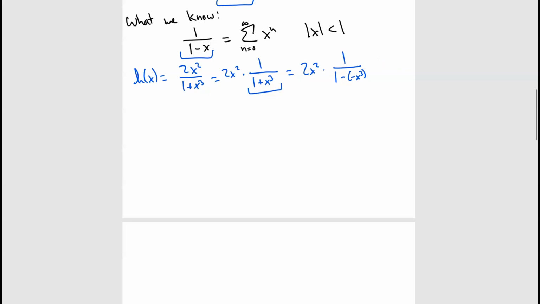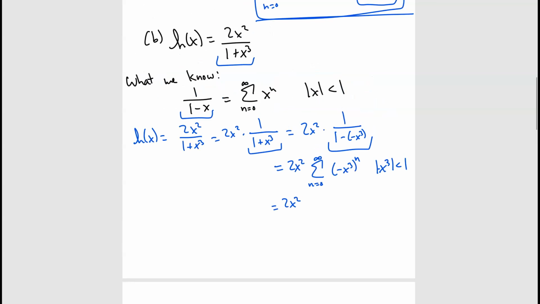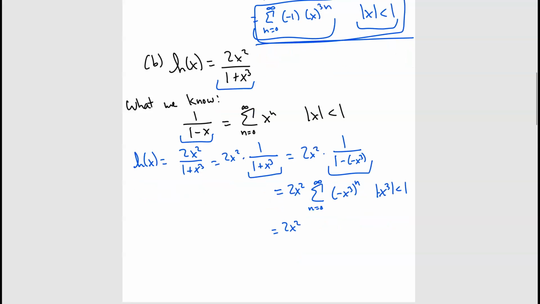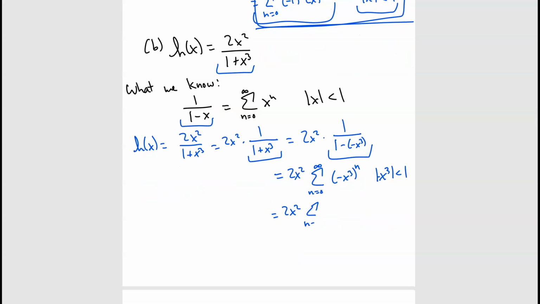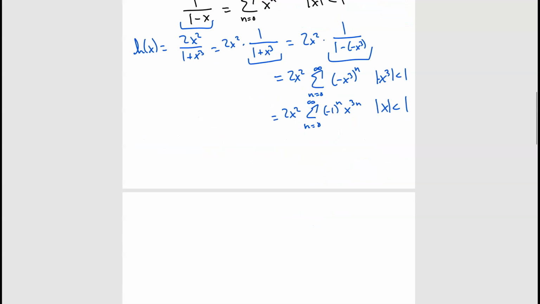Okay, so now we can do the power series representation. So this is going to be 2x squared. This I can represent as a power series, the summation from n goes from 0 to infinity of negative x cubed to the n power, provided that the absolute value of x cubed is less than 1, which we already knew. So this is going to be 2x squared. We already knew what this was. This is going to be the sum from n goes from 0 to infinity of negative 1 to the n, x to the 3n, provided that the absolute value of x is less than 1.